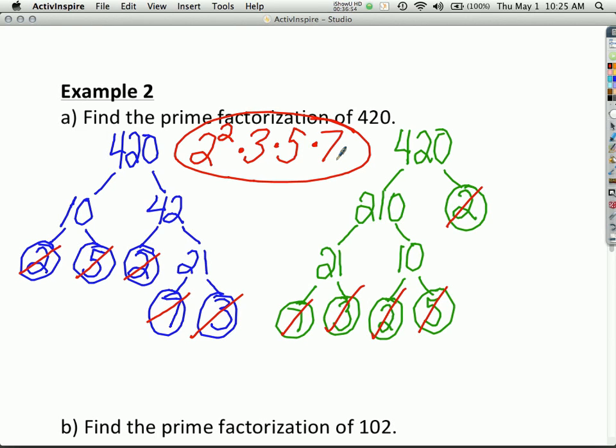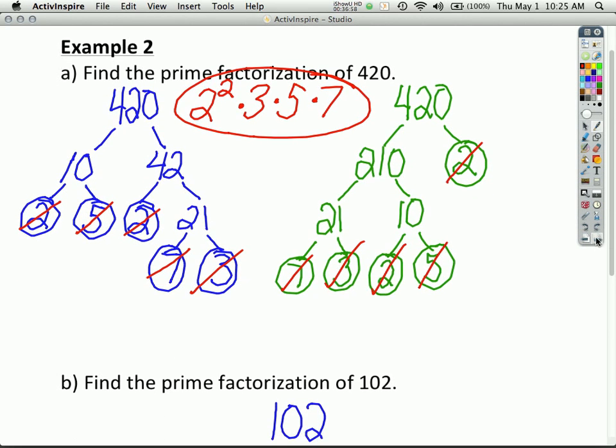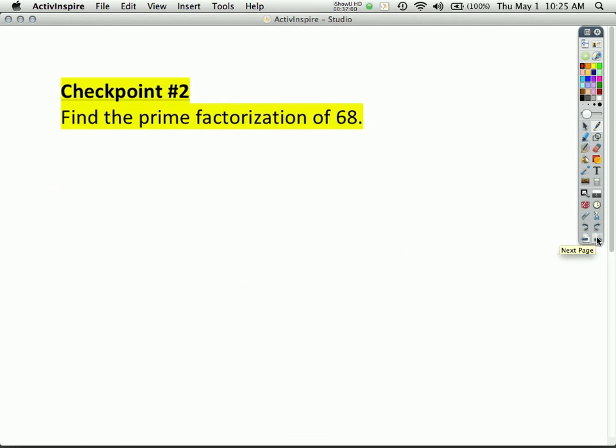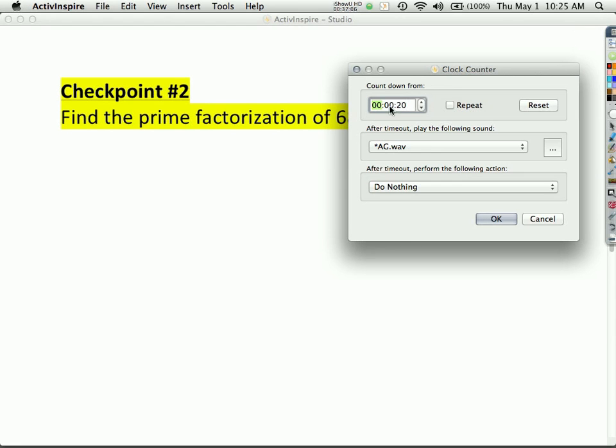Does anyone have any questions on prime factorizations? Good, we seem to be doing well. Let's see how you do on your own. Find the prime factorization of 68. You've got a minute and a half.